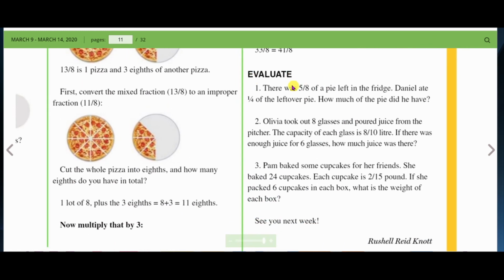Evaluate. Number 1, there are 5/8 of a pie left in the fridge. Daniel ate a quarter of the leftover pie. How much of the pie did he have? Number 2, Olivia took out 8 glasses and poured juice from the pitcher. The capacity of each glass is 8/10 of a liter. If there was enough juice for 6 glasses, how much juice was there?